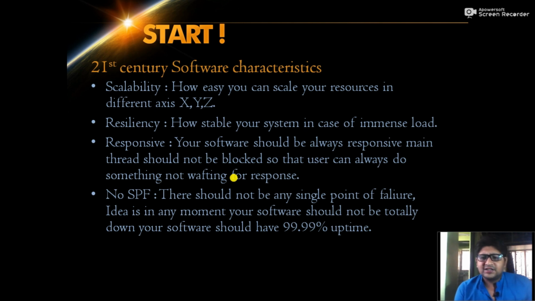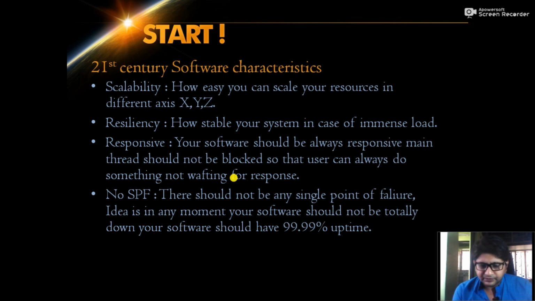So now let's see what we expect in our 21st century software. What should be the main traits of 21st century software? The first thing we need from 21st century software is scalability. Scalability means how easily you can scale your resources on different axes. You may have heard of the art of scalability. There are three dimensions of scalability possible in your software: horizontal scalability, vertical scalability, or z-axis scalability. In any way, you can efficiently use your resources.